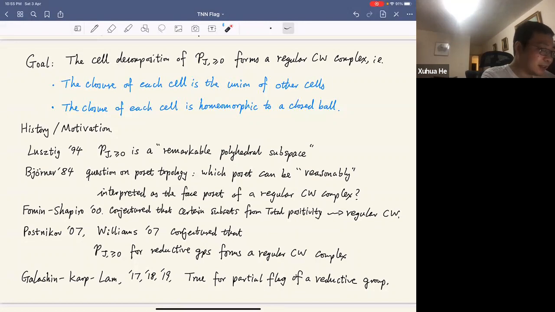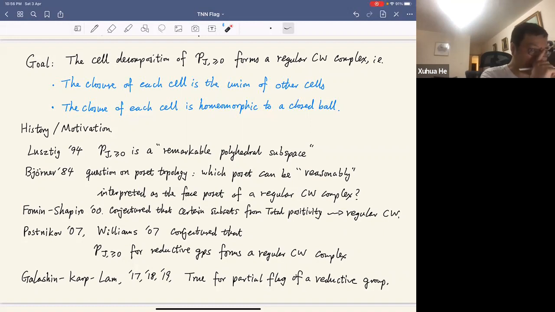Another motivation is that it's related to an old problem asked by Björner in 84. He asked which posets, which partially ordered sets, can be reasonably interpreted as the face poset of a regular CW complex. And in 2000, Fomin and Shapiro conjectured that certain subsets from the total positivity would give a regular CW complex.